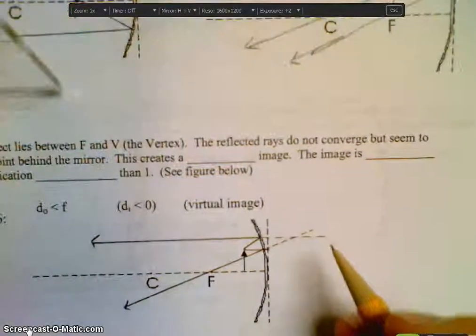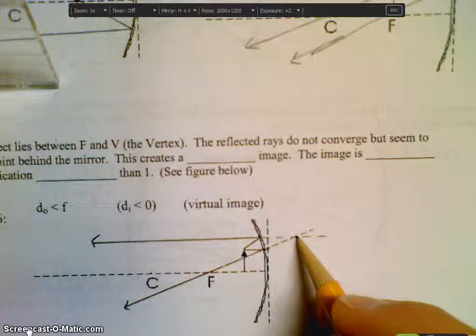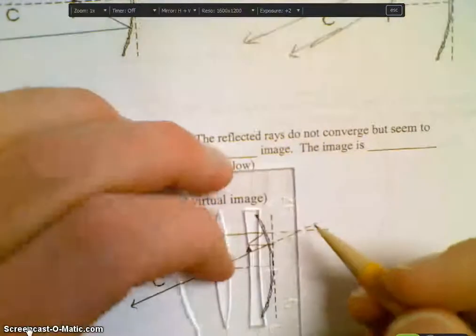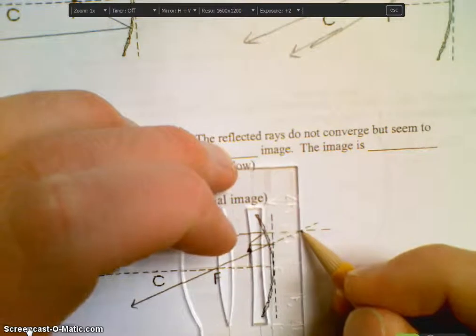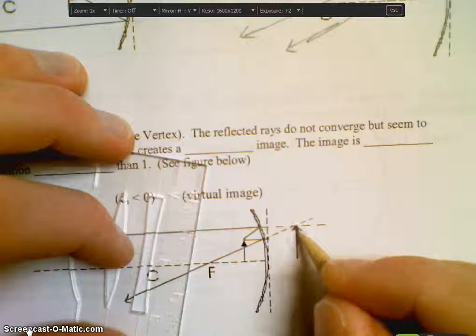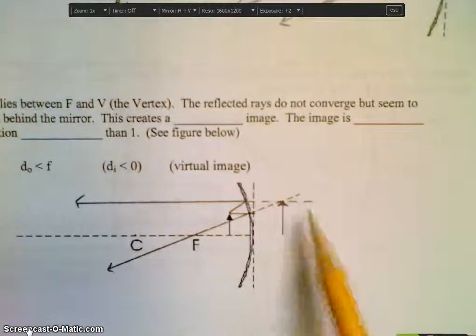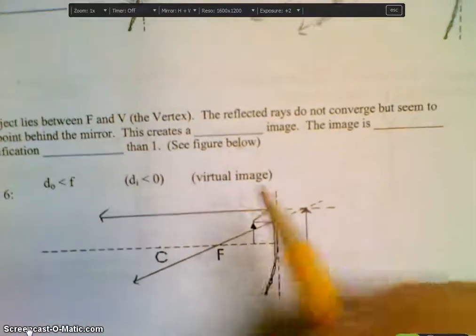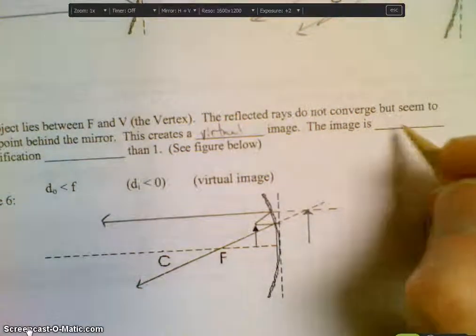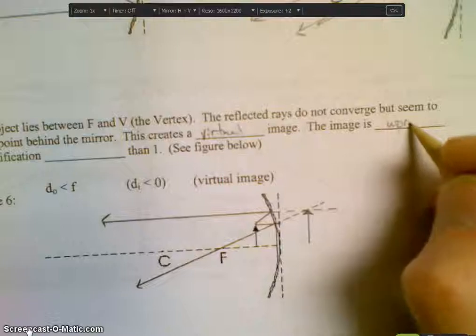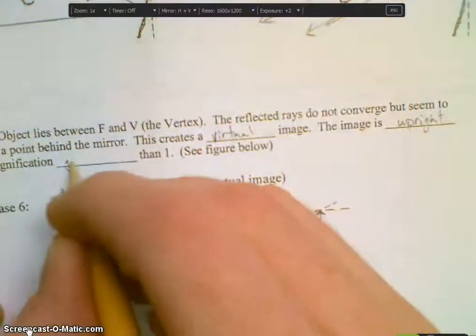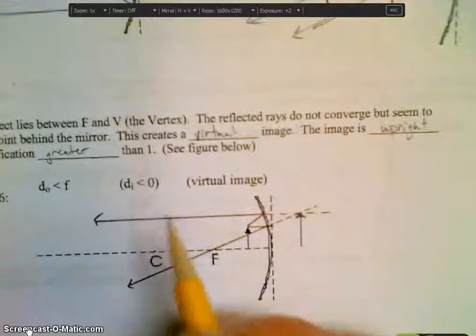So where do they appear to diverge from? They appear to come from this point right here and then spread out along the way. So now I'm going to draw my image. So what do we notice? This one now creates a virtual image. The image is upright. And it has a magnification now greater than 1.